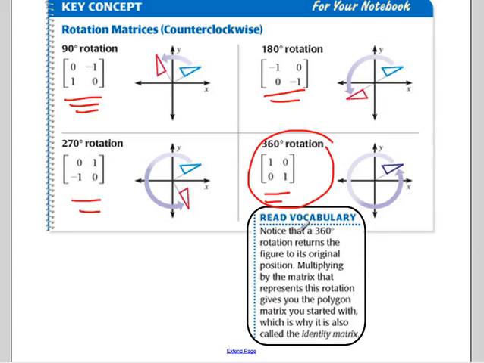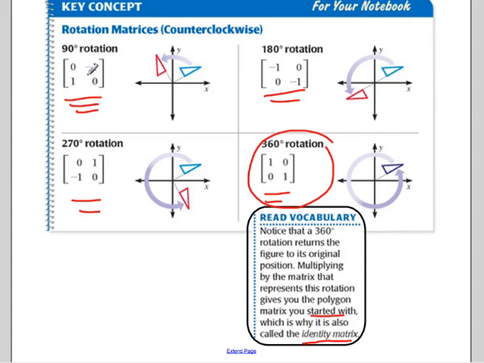If you read through this, it says, notice that 360-degree rotation returns the figure to its original position. Multiplied by the matrix that represents this rotation, gives you the polygon matrix that you started with. So whatever you multiply by this is basically like multiplying by 1. You're going to get the exact same thing back, which is why it's called the identity matrix. Any square matrix with the 1s along the diagonals and 0s everywhere else is called the identity matrix. Kind of an interesting idea.